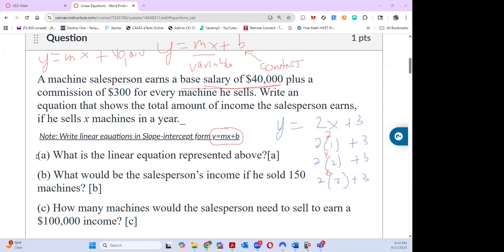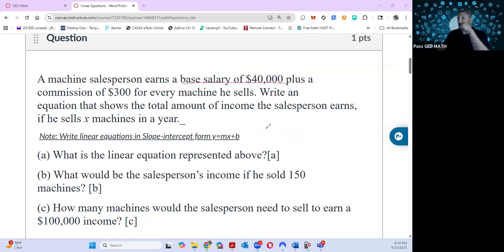Let me clear this real quick. We said y equals mx plus b. This is my b. Now, this is the key. What's my m? What's my slope? See, you might not have even thought of it this way. But how do you know to think of it this way?